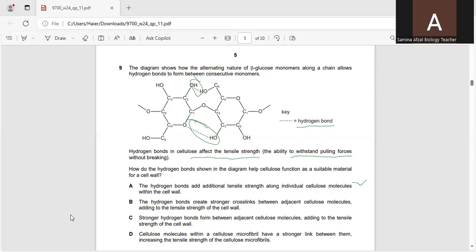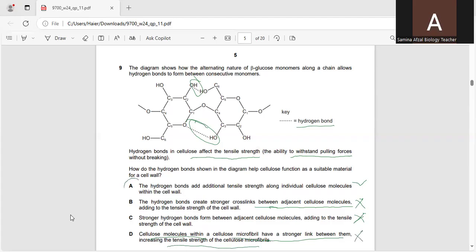And then the option says the hydrogen bonds create stronger cross links between adjacent cellulose molecules. The adjacent cellulose molecules make glycosidic bonds, so this is not the correct option. The stronger hydrogen bonds are not formed between two molecules; it is the formation of glycosidic bonds. Then the option talks about cellulose molecules within a cellulose microfibril having a stronger link between them, increasing the tensile strength. They are not talking about the hydrogen bond.